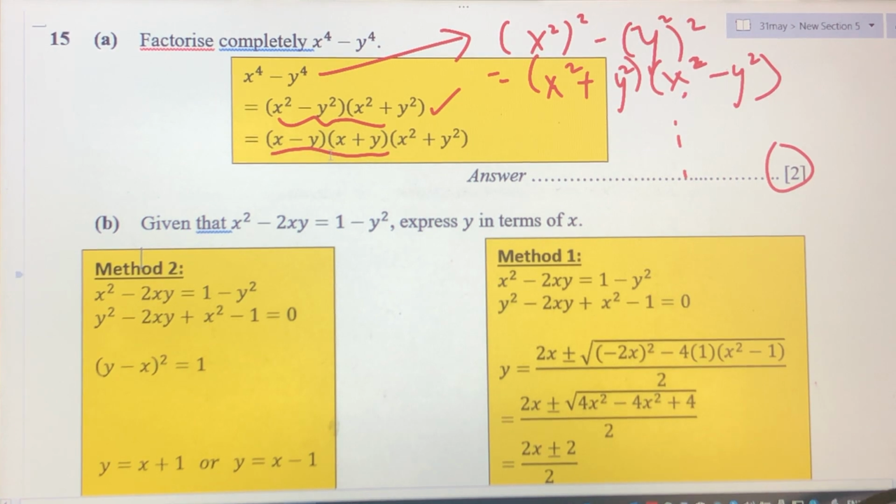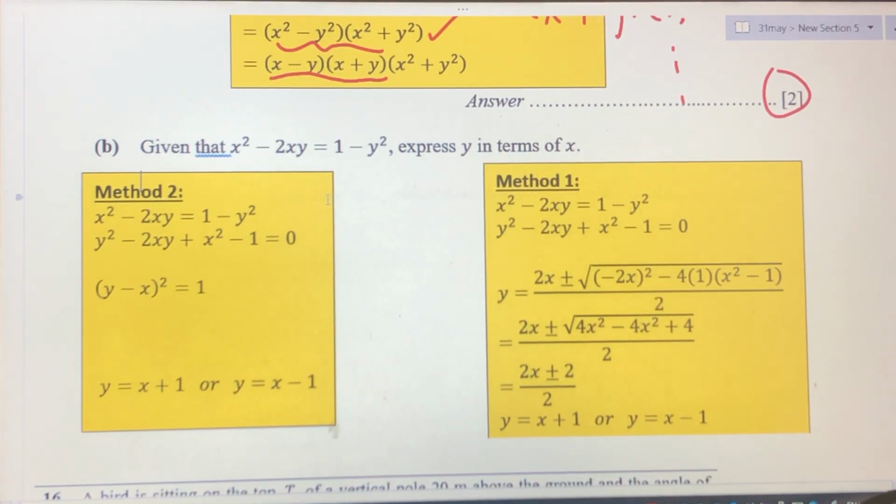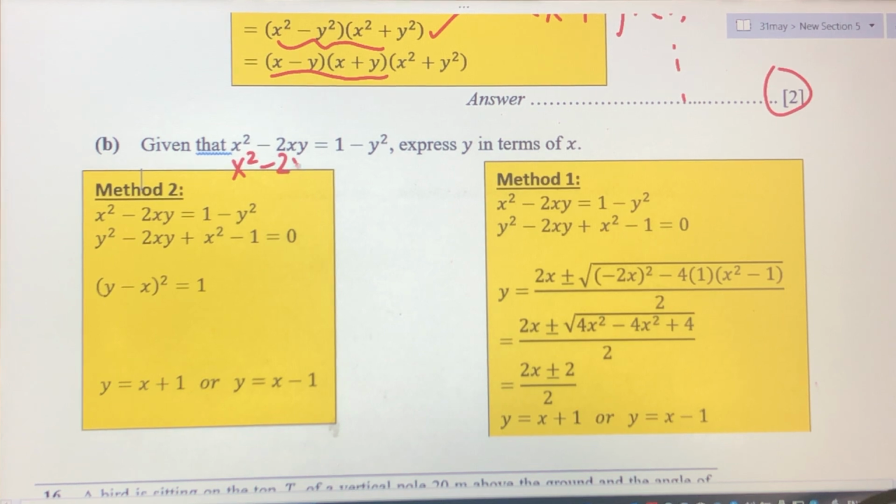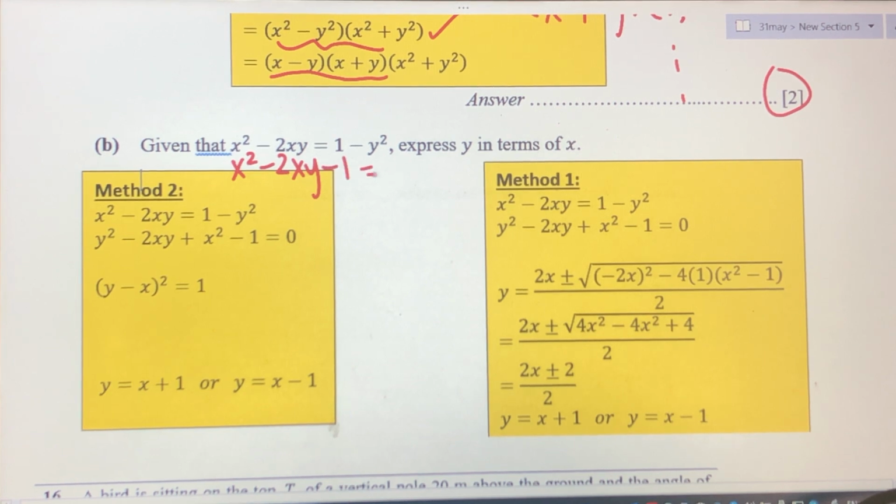Now the next one. Almost every year, the question is the same. When you have 4 things like that, you want to express y in terms of x. You go and do our previous year's papers, even last year's paper also. Every year we have this.